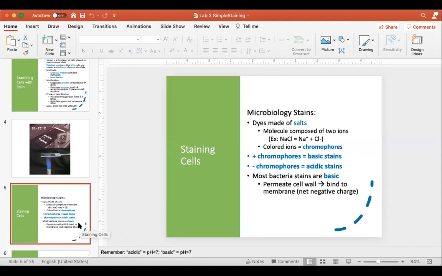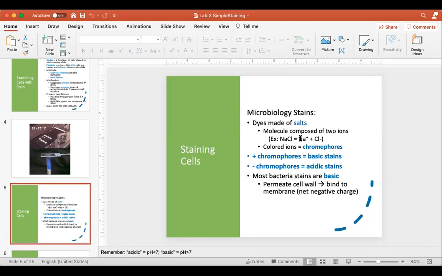Let's take a minute now and talk just a little bit of vocabulary about stains. Most of the stains that we use in a microbiology lab are made out of salts. Now, this word salt makes everybody think about table salt or sodium chloride. But in chemistry, all a salt is, is a combination of two ions. So sodium is an ion, it has a positive charge, and chloride is an ion, it has a negative charge.